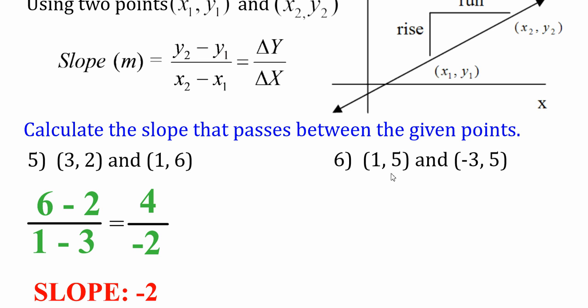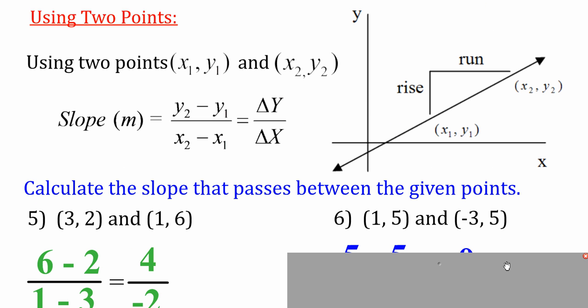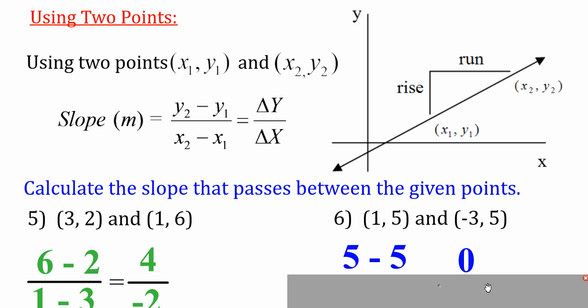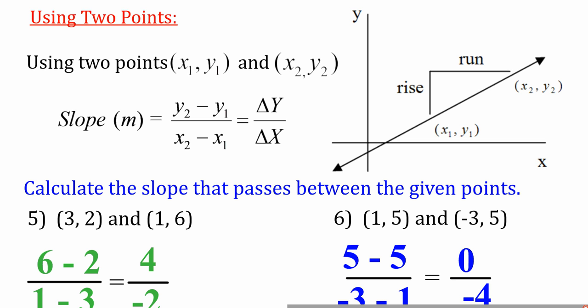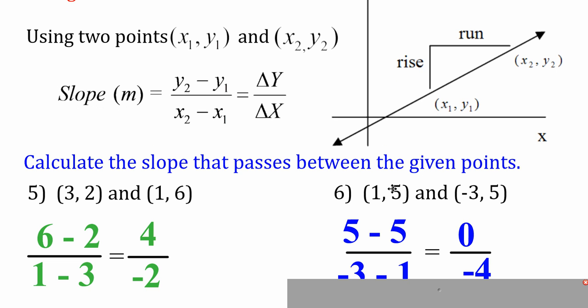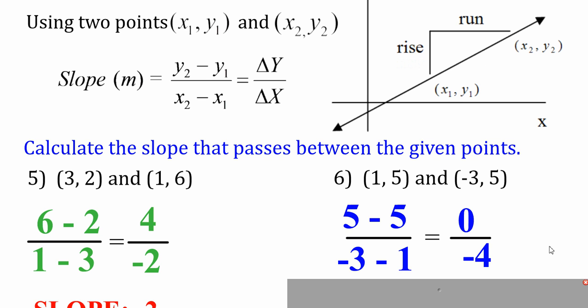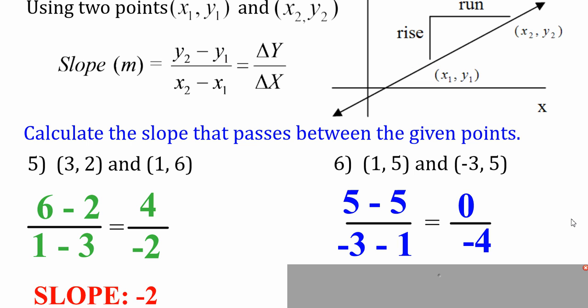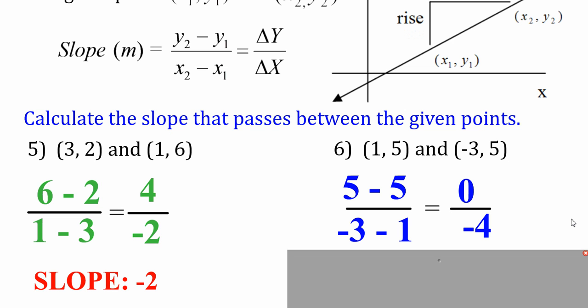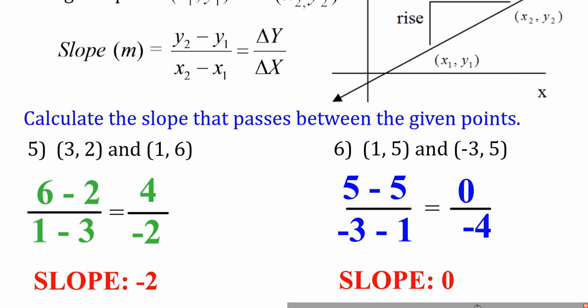So let's find the slope between these 2 points, (1, 5) and (negative 3, 5). Again, we're going to find the change in the outputs, the y's, over the change of the x, the inputs. So let's say I start with our point here on the right, (negative 3, 5). So we go 5 minus 5 over negative 3 minus 1. Well, we know 5 minus 5 is 0, and negative 3 minus 1 is negative 4. To simplify, 0 divided by negative 4 is just 0. So our slope is 0.